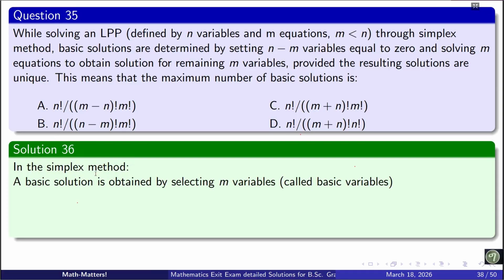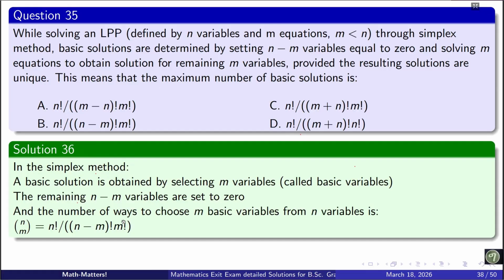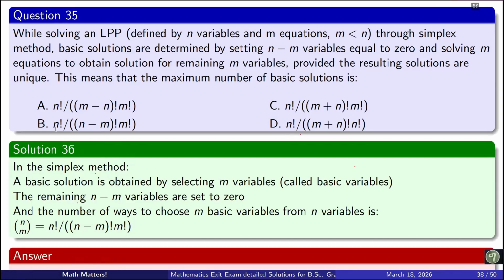We know that in the simplex method, a basic solution is obtained by selecting m variables called basic variables. The remaining n minus m variables are set to 0. So the number of ways to choose m basic variables from n variables is n choose m, which can be calculated as n factorial over n minus m factorial times m factorial. So the answer is B, that's n factorial over n minus m factorial times m factorial.